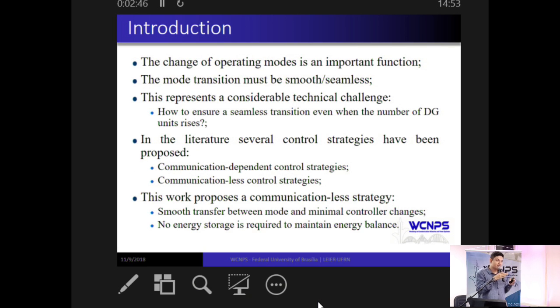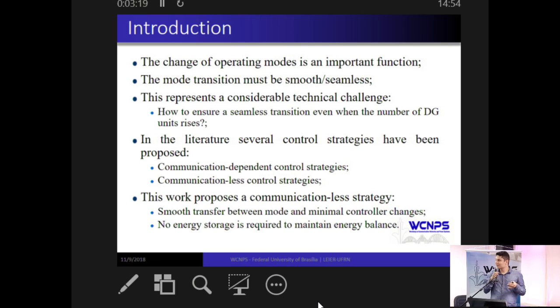So the transition between modes is a very important question because it can be harmful to the system if it's not done properly. So it must be smooth or seamless. It must not cause any transients, or better saying, it must not cause a lot of transients.